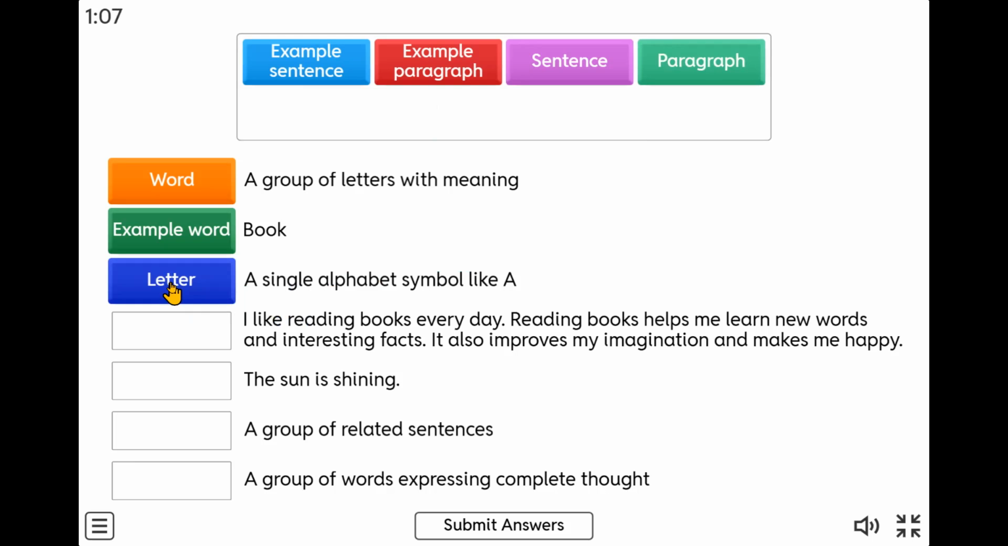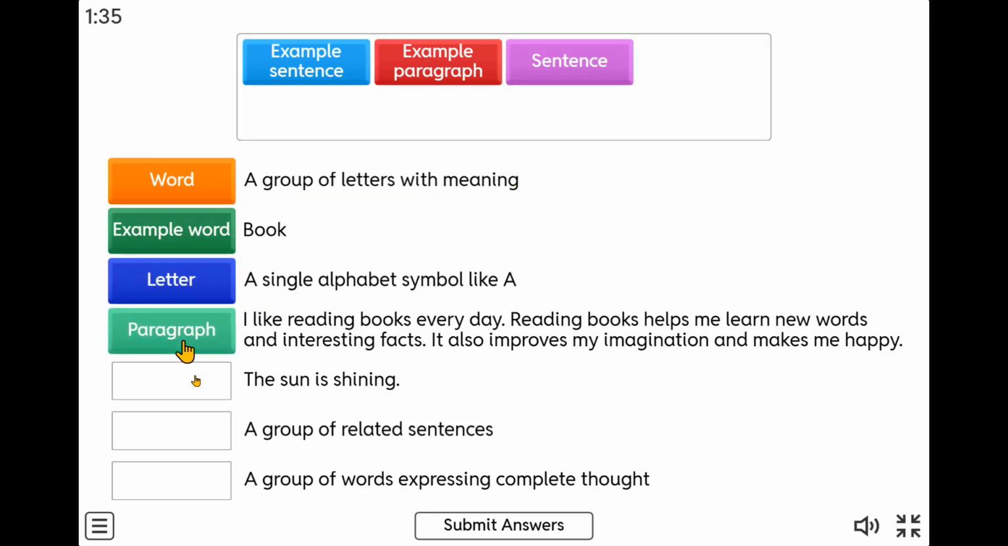Okay na? Now we have some few lines, few sentences. I like reading books every day. Reading books help me to learn new words and interesting facts. It also improves my imagination and makes me happy. అదేంటి ఇప్పుడు సెంటెన్సెస్ ఒకదాని తర్వాత ఒకటి అరేంజ్ చేయబడి ఉంది. Then what do you call this? You call it a paragraph.